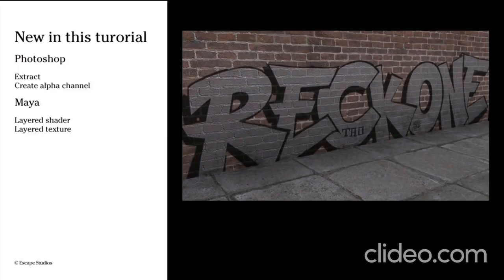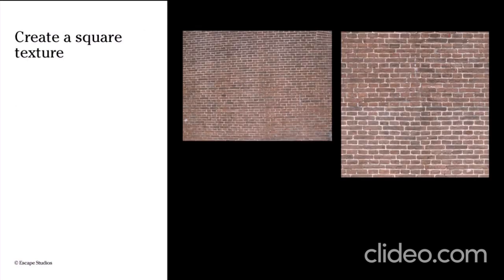In this tutorial, we're going to follow the whole process of creating textures from photos and texturing an object in Maya. We're going to look at how we can create color textures, textures for bump information, and also textures for specular information. I'm going to start off by creating a square texture from a brick wall photograph, correcting the perspective distortion and also making sure the resolution is correct.